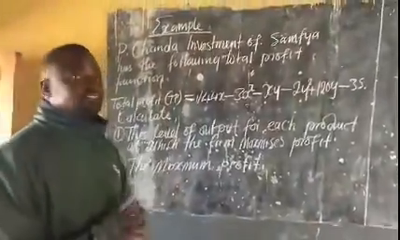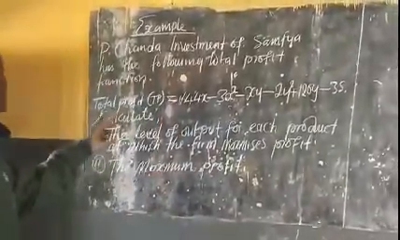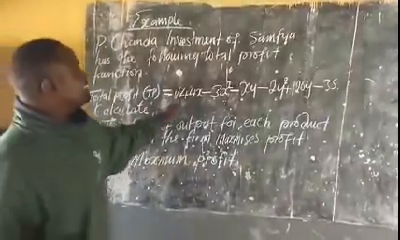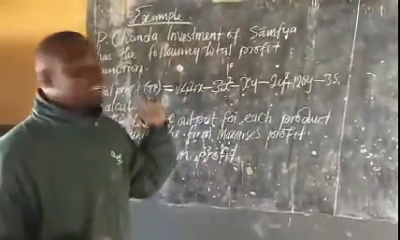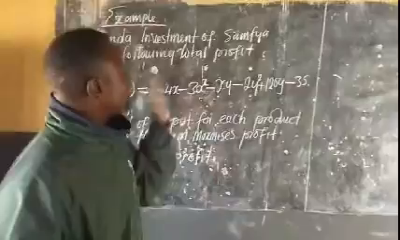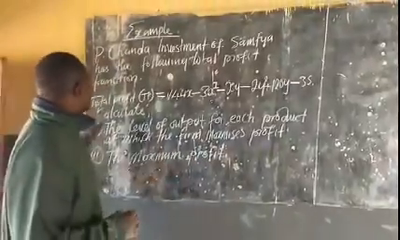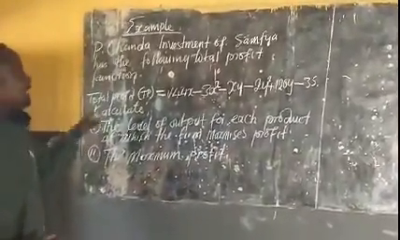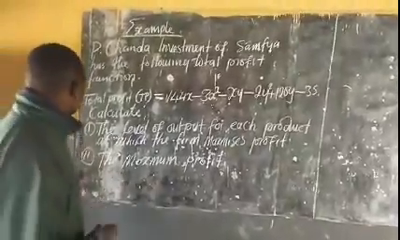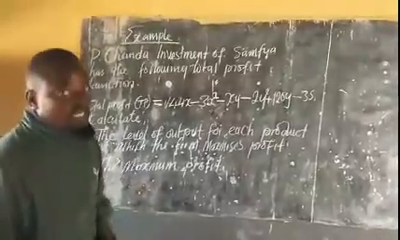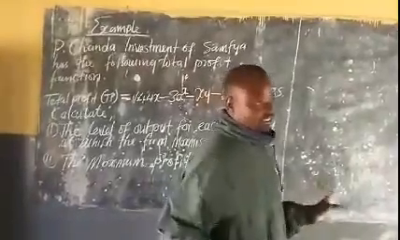Okay, this is the example. Picture the investment of Cynthia as the following total profit function. The total profit function is TP equal to 144x minus 3x squared minus xy minus 2y squared plus 120y minus 35. Then we have been asked to calculate, number one, the level of output for each product at which the firm maximizes profit. Number two, the maximum profit.